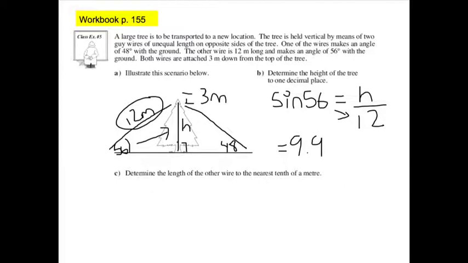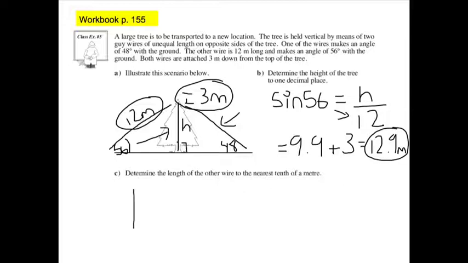Now that's not actually the height of your tree, because we do have 3 meters that are unaccounted for. So you add those 3 meters, which means that this tree is going to be 12.9 meters. So we have to determine the length of the other wire. That's the wire right here.